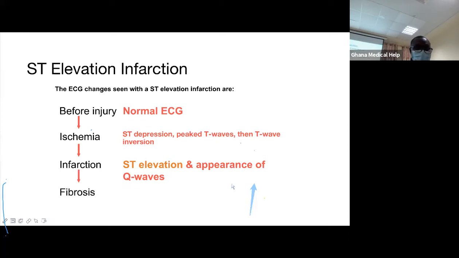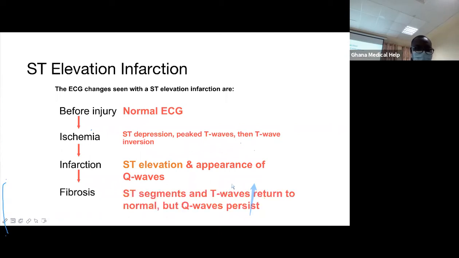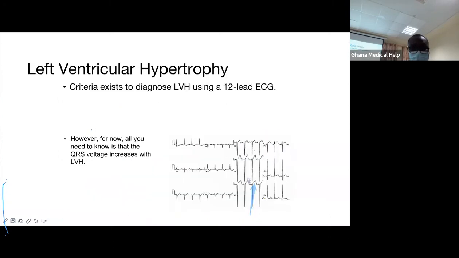All right. Then, of course, if we don't do anything about it, that site can get fibrosed, healing by secondary intention, or you can even have a rupture of the site that is involved. So ST segment and T waves can return to normal, but then the Q waves will persist, indicating an old infarct. So the bigger thing now is to look at ventricular hypertrophy. That's another area that a lot of people have put names to.